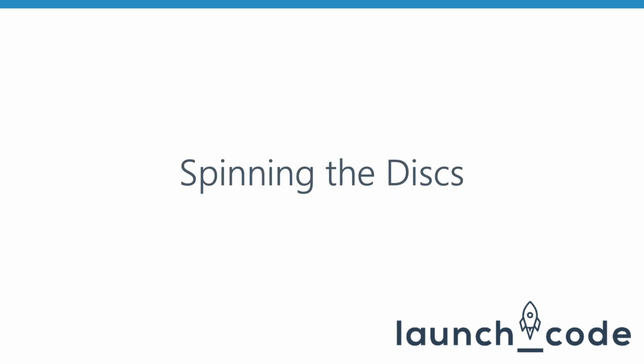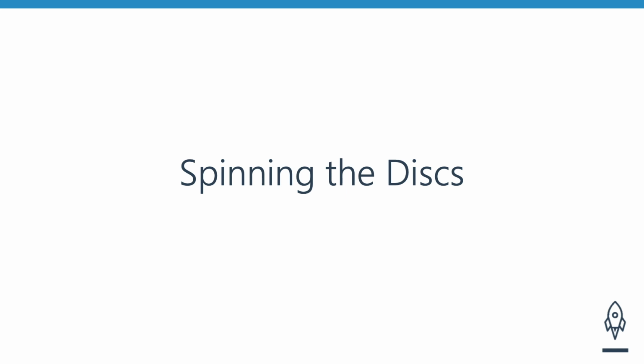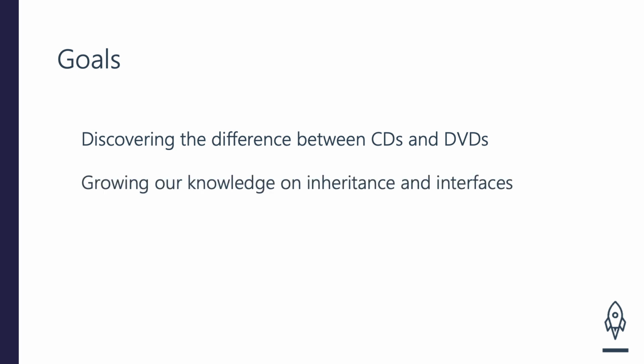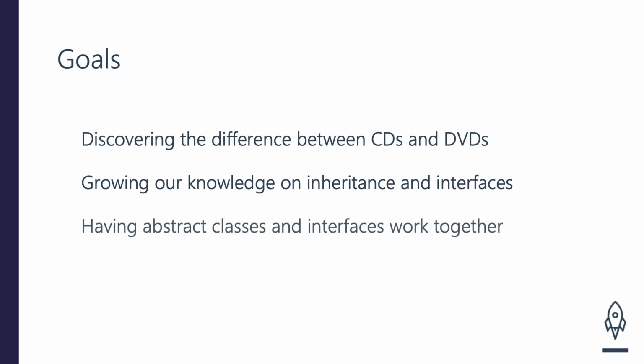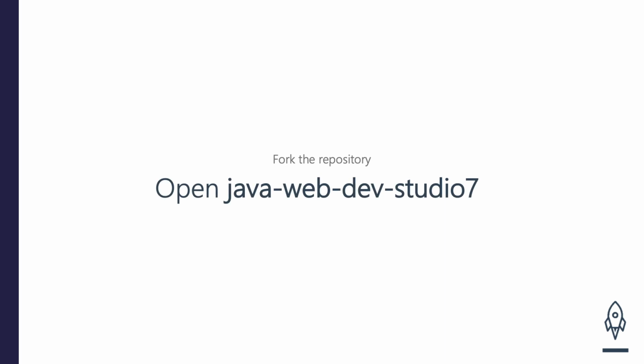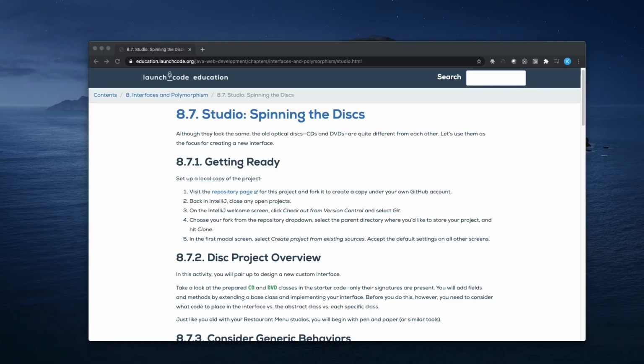It's Kyle, and in this video, we're going to be going over spinning the discs. The goals of the studio are to discover the differences between CDs and DVDs, growing our knowledge on inheritance as well as into interfaces, then finally using all that knowledge to have abstract classes and interfaces work together to build an application. The first thing we need to do in the studio is fork the repository called Java Web Dev Studio 7. Specific examples were given to us to do this.